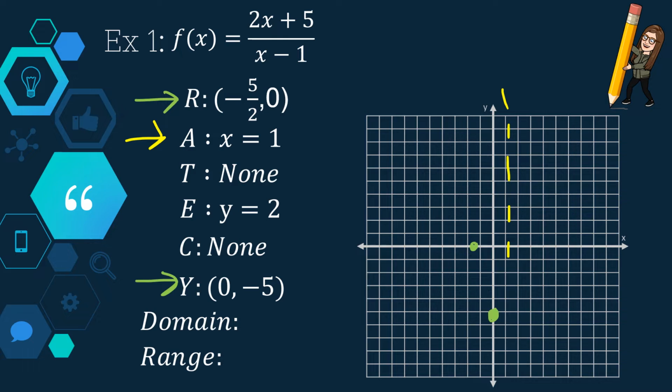Now we show this with a dashed line. It slices the x at 1. And then we also have a horizontal asymptote, which determines our end behavior, at y equals 2. That's a horizontal line. It slices the y at 2. Now, I'm not going to cross the horizontal asymptote. There's no togetherness, no tangency.